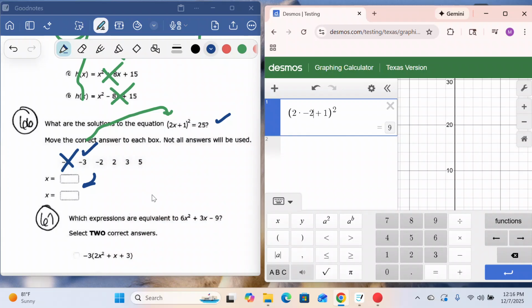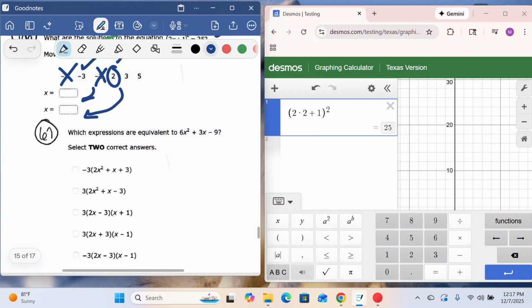-2, 2 times -2 plus 1, and then the square, and that gives me a 9. So automatically this one is wrong. And then I want to check 2. So instead of putting this x, I'm going to put 2. And that gives me a 25. That gives me our second answer. So my second answer, I would just drag and drop, and that would be the answer.